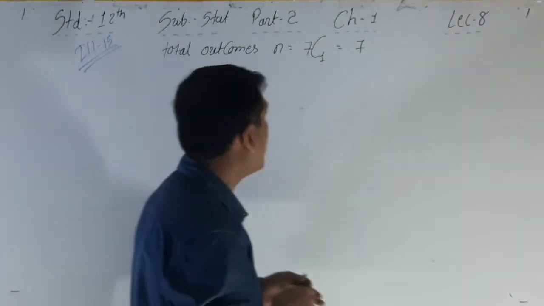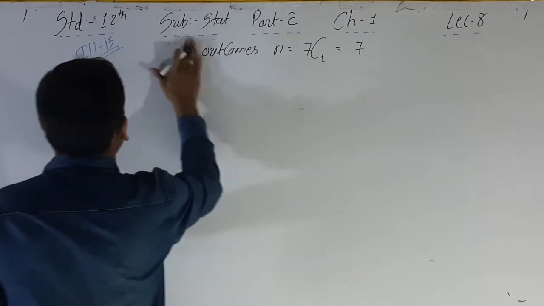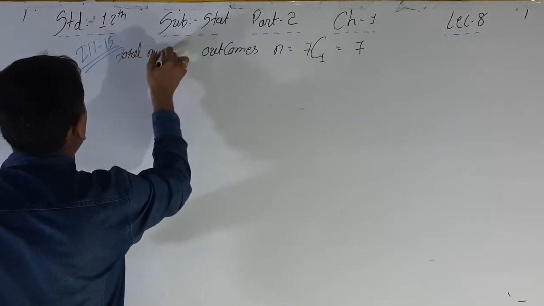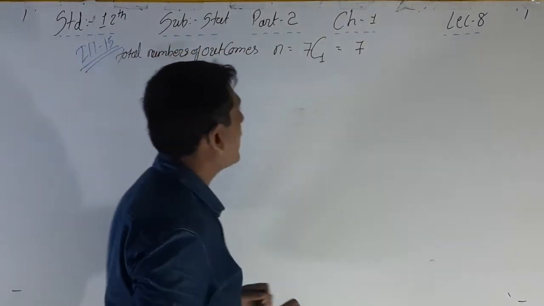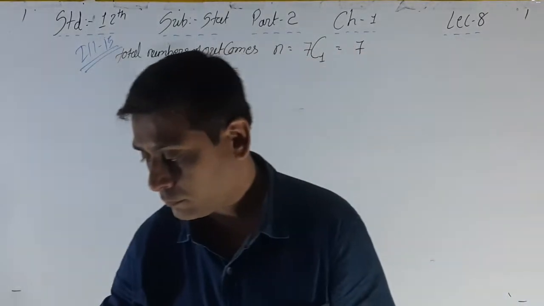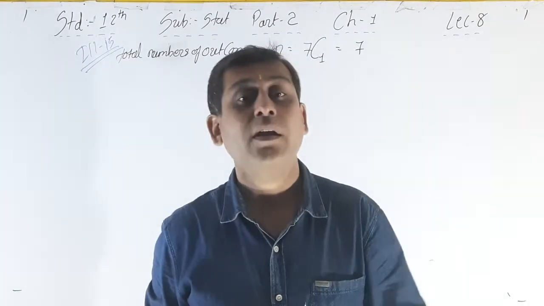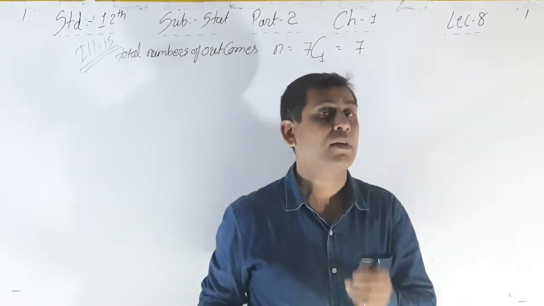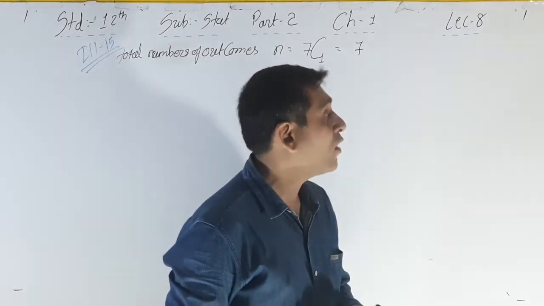Okay, so here total number of outcomes n is equal to 7C1. Why 7C1? Here there are 7 days in a week, right? And from that we want only Thursday. That's why it comes in a week once. That's why 7C1. That's why 7 is the total number of outcomes.